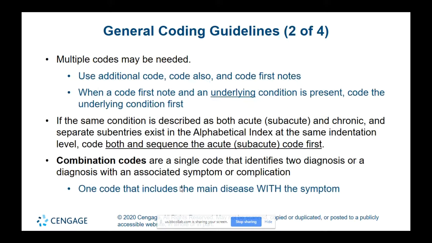There are several instances where you're going to use more than one code, or you may just use one code. Multiple codes are definitely needed if the notation says additional codes are needed. So the notes that we reviewed last week, if it says use additional code, code also, code first, then you're going to need more than one code for those.